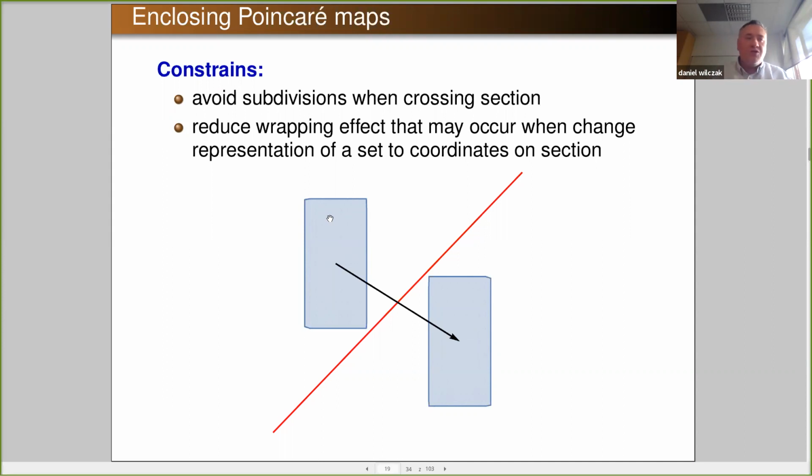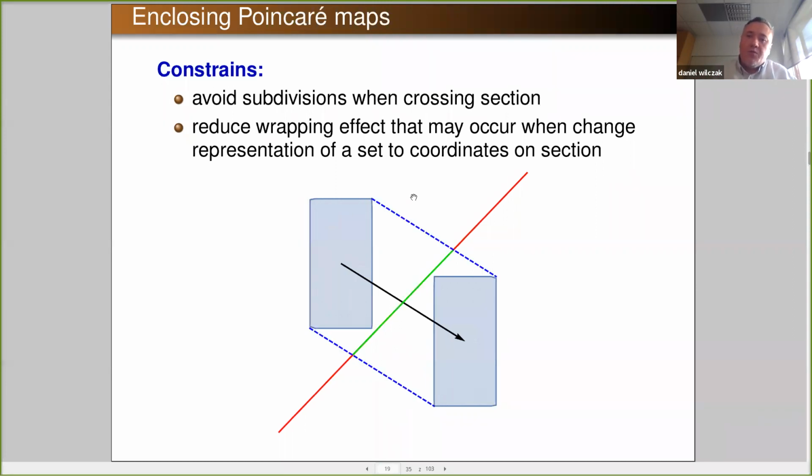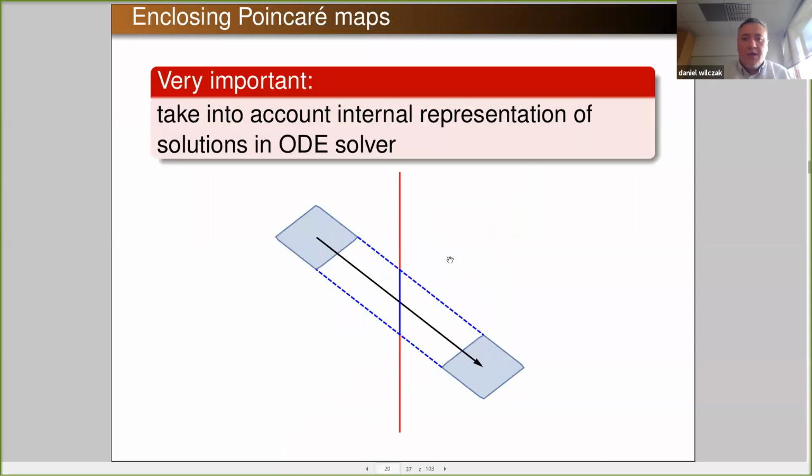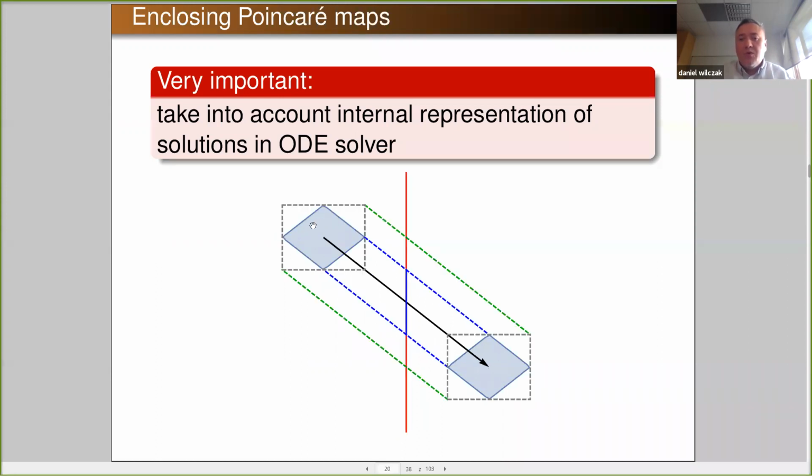Moreover, we would like to take advantage of extra knowledge, for example, local behavior from a non-rigorous approximation of the Poincaré map. We want to reduce the extra wrapping effect on the section. So what we are interested in is this green segment here, and not that set. This is extra wrapping on the section. We want to just obtain this segment. Moreover, we would like to take into account the internal representation of the solutions in the underlying ODE solver. If the ODE solver represents sets before and after the section in that way, in gray, we don't want to enclose them, because if we enclose them, we introduce extra errors when intersecting the section.